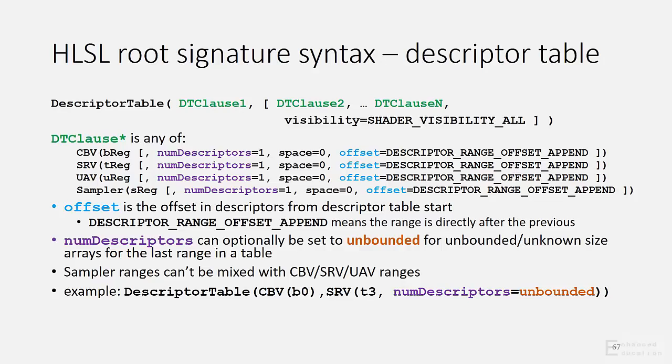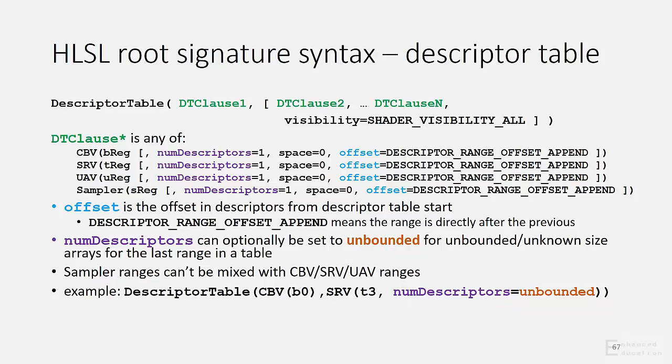One of the options for num descriptors, this count, is the word unbounded, and that means that at root signature authoring time, obviously the size of an array isn't known, but it's basically up to the app at shader execution time to make sure that when indexing into the range of descriptors in an unbounded array, the shader never ends up referencing a descriptor that isn't correctly initialized in the descriptor heap.